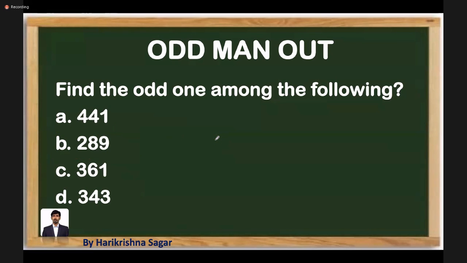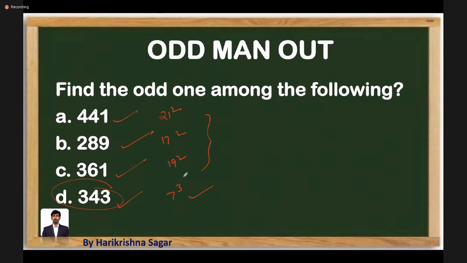Look at the next question. Find the odd man out here: 441, 289, 361, 343. 441 is nothing but 21 square. 289 is 17 square. And 361 is 19 square. But 343 is 7 cube. So what is the odd man out? Option D is the odd man out because this is the only perfect cube. Remaining all are perfect squares.